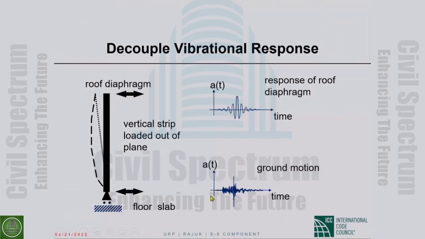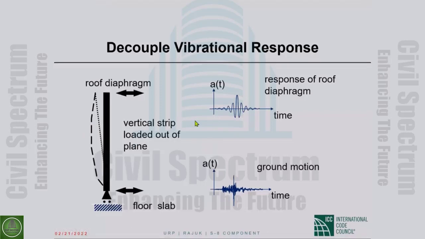We have looked at something like this when we introduced the concept of the response spectrum. So the diaphragm is deforming in its own plane following this history. What the wall bending out of plane is doing is not exactly the same thing. This is the decoupling that we are talking about.